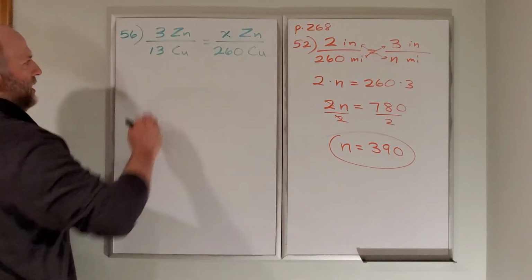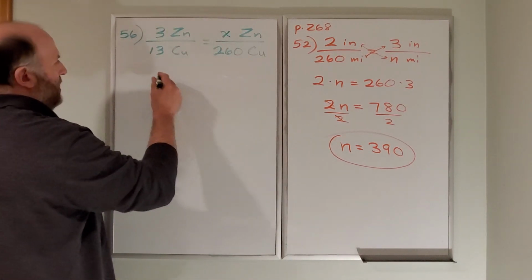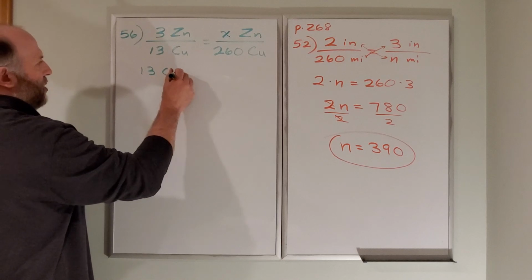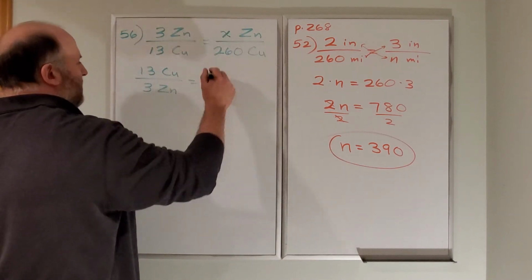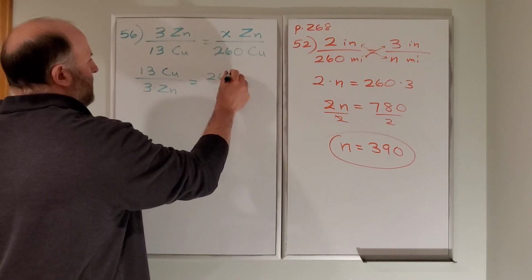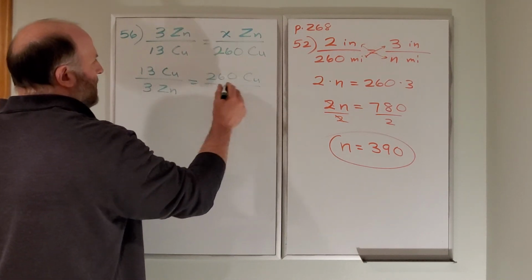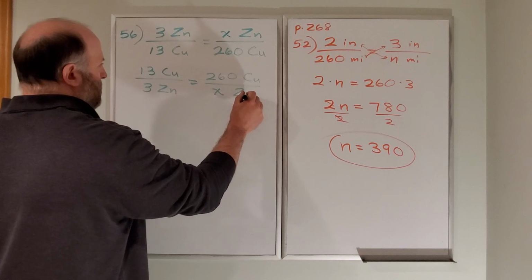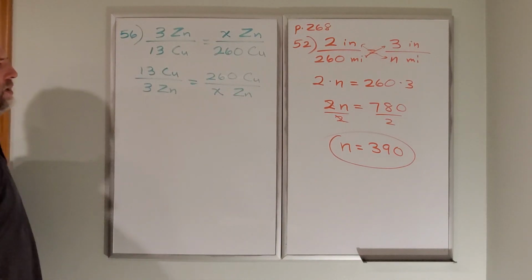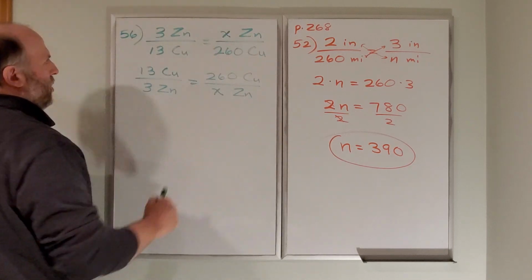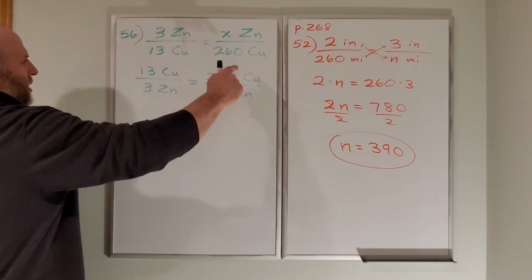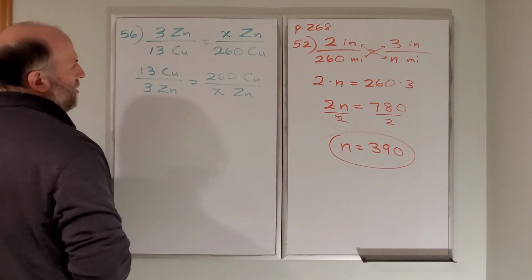It's okay if you want to invert these. This would also work to solve the problem as well. Okay, if you invert both of these fractions on each side of the equation, this would also be just fine. Okay, they'll both lead to the same answer. You'd still be taking 13 times x either way, and 3 times 260.